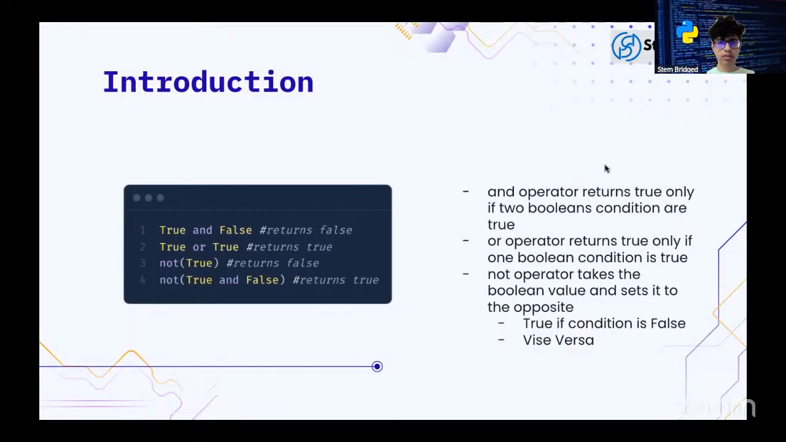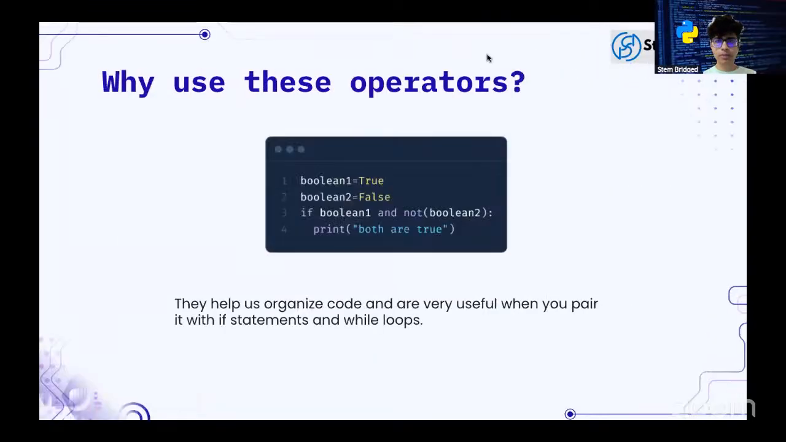Okay, that's the introduction. Why do we use operators? They help us organize code and are very useful when you pair them with if statements and while loops. We're going to learn about while loops next time, loops in general. But for now, we're going to use them in ifs.